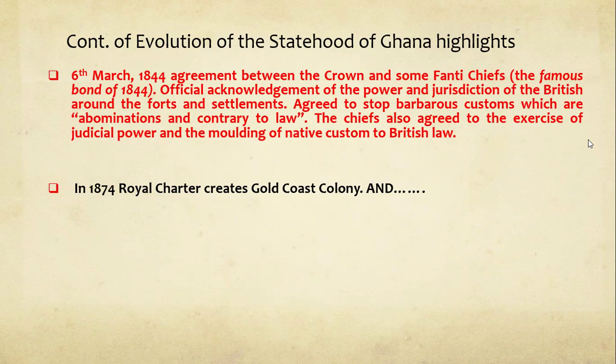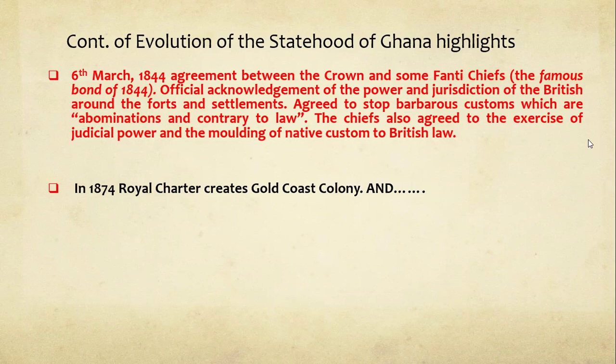The third clause in the Bond of 1844 ran as follows, quote, murders, robberies, and other crimes and offenses will be tried and inquired of before the Queen's judicial officers and the chiefs of the districts, molding the customs of the country to the general principles of British law.